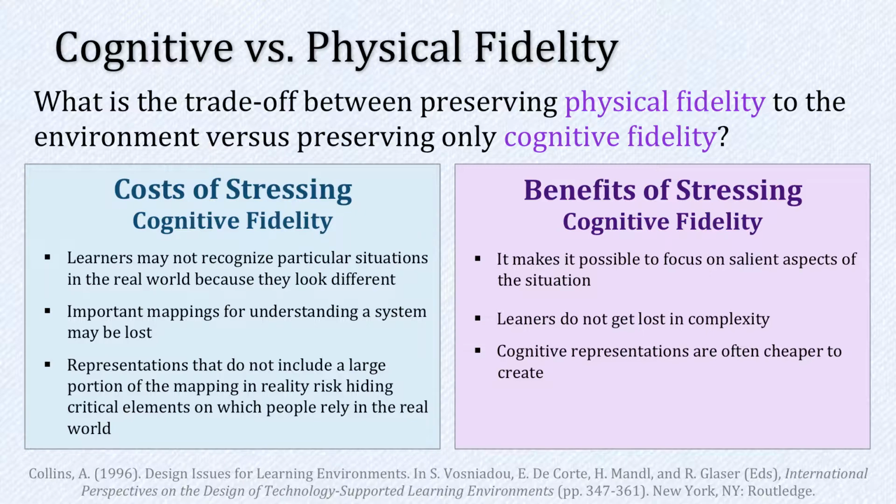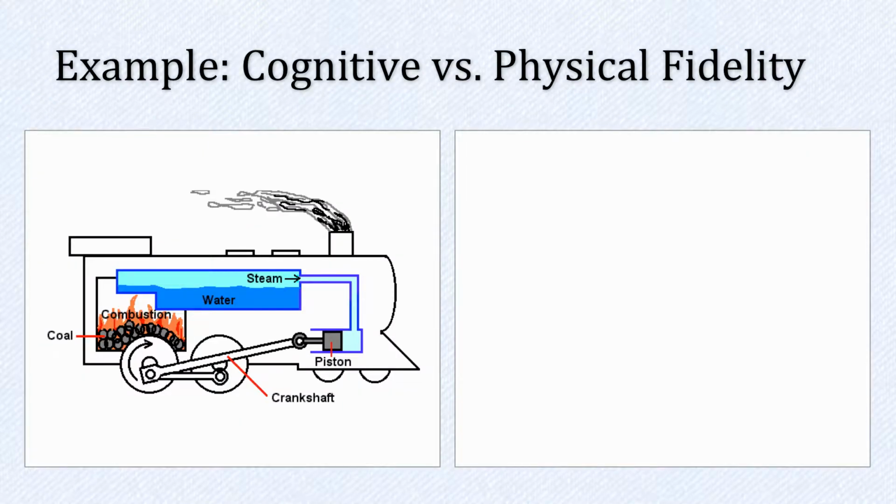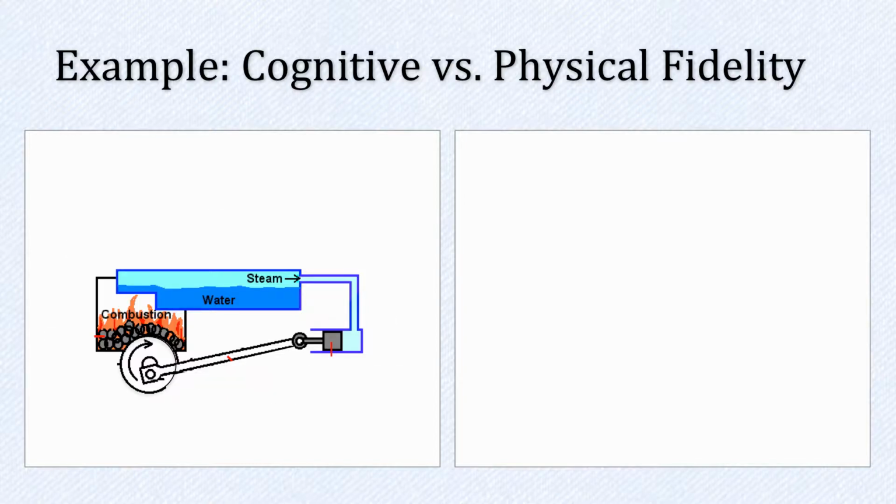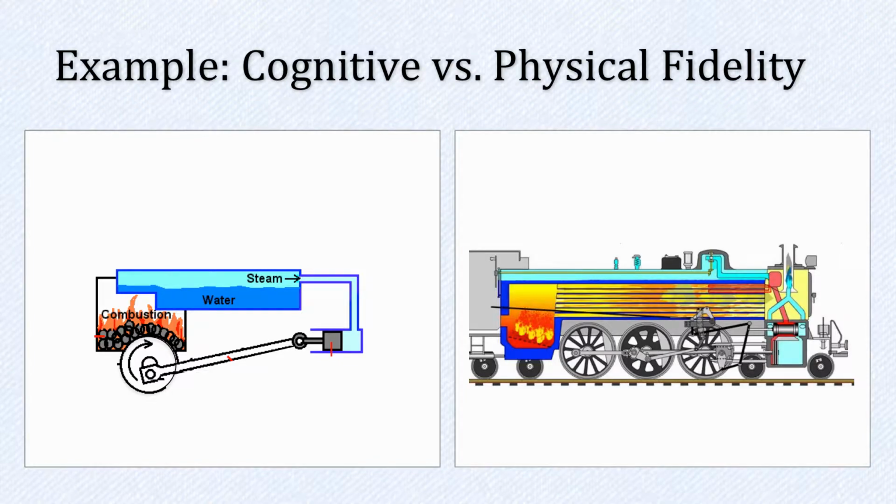So let's look at a concrete example of this. So here on the left, we have a pretty simplistic look at a steam engine. And in fact, we could go one step further and really mask the train itself and just focus on the component parts of the system. So this is really a cognitive representation, and it doesn't preserve a lot of the physical fidelity to a real world train. Now, in contrast, take a look at the picture on the right.